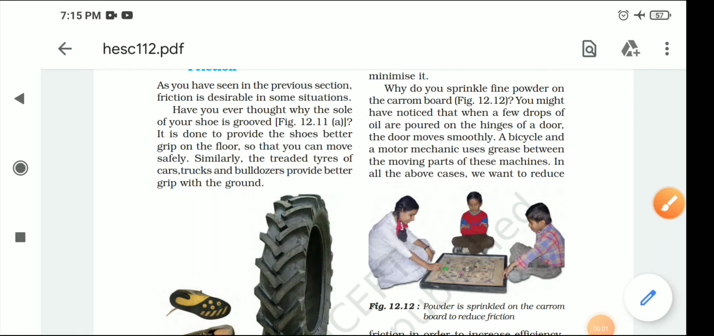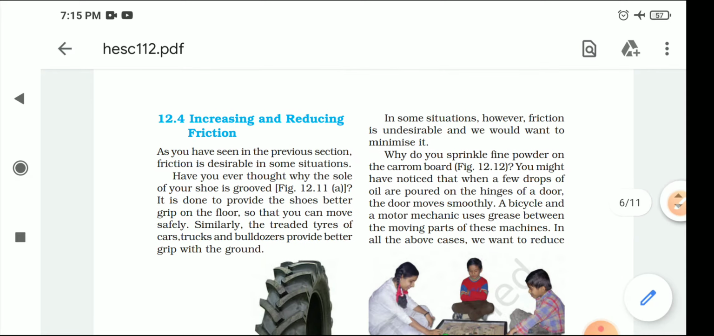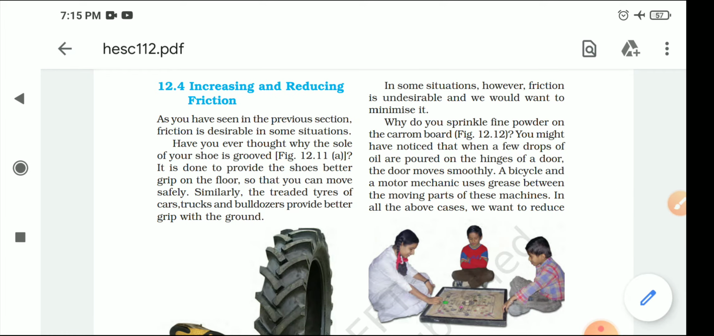Good morning, class. So now in today's video, we are going to discuss how we could increase and how we could reduce friction.